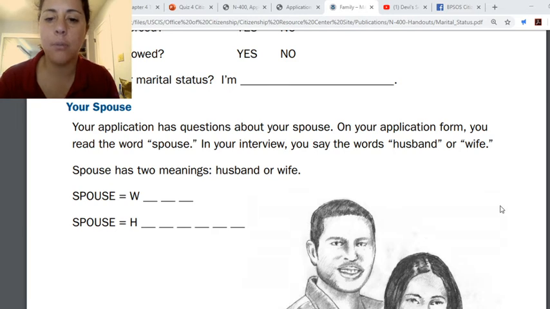Okay, for example, on your application, you will read the word spouse. In your interview, you say the words husband or wife. So when the officer asks you, are you married? Yes. What is your wife's name? What is your husband's name? Okay? Same thing as spouse. So spouse has two meanings, husband or wife.